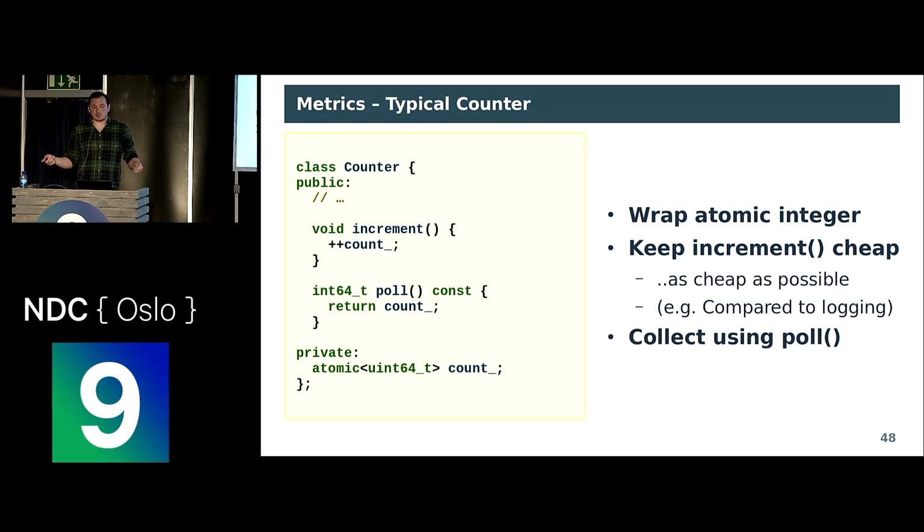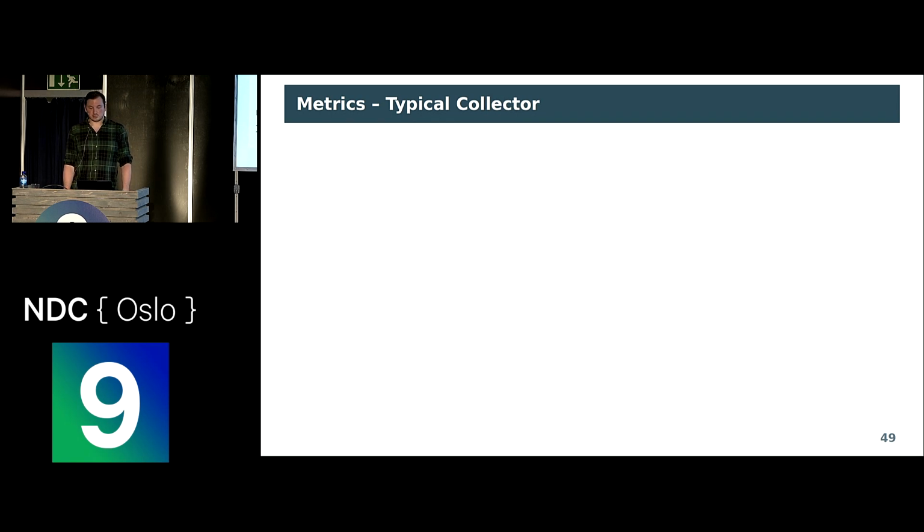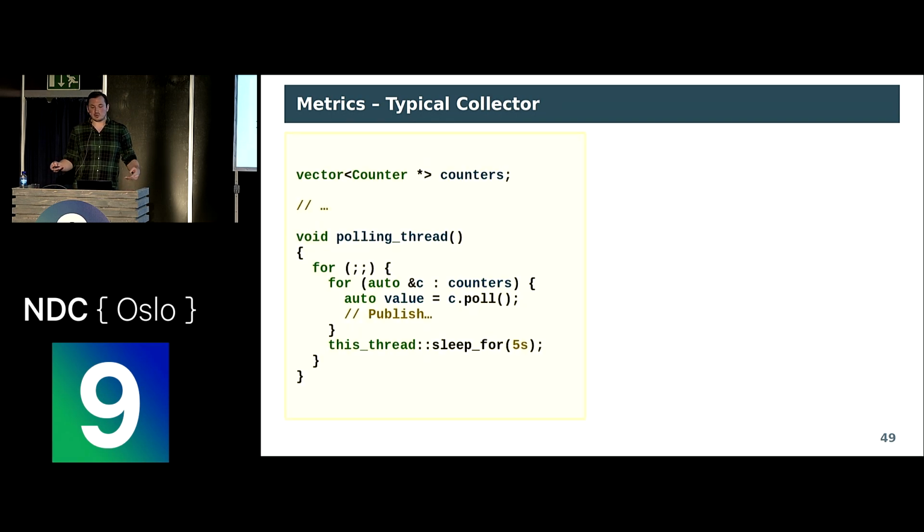We collect these frequently using some sort of poll method on the counter. Typically, we will have another thread somewhere in the application which will run through all the counters, collect the values, and then we will emit them somewhere. And so we get a record of every second or 2 seconds, for example.